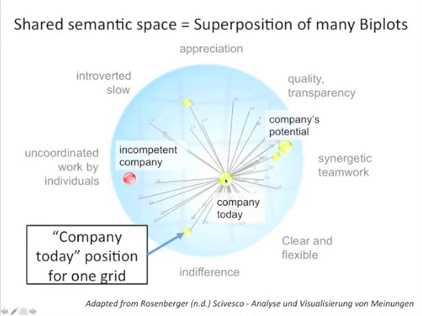But why is this a shared semantic space now? Because the same principle applies. We can project the company's position for this person on the same axis, uncoordinated work by individuals, and we see it has a lower value than for this person. So what applied to the average also applies to the single element positions. That's why it's a shared semantic space.